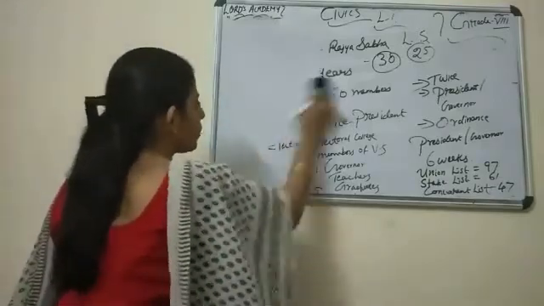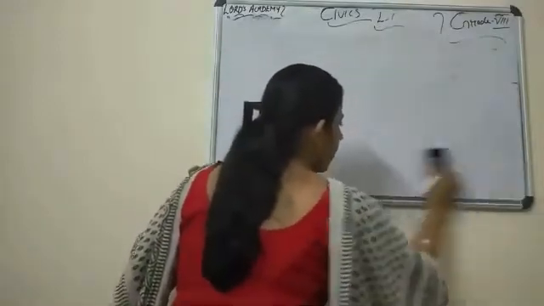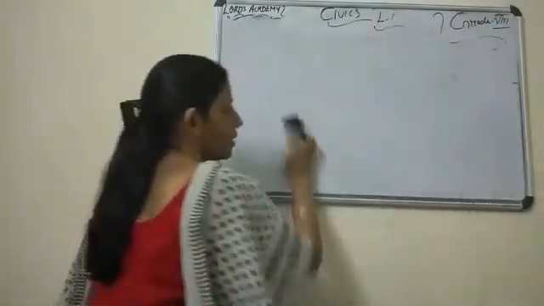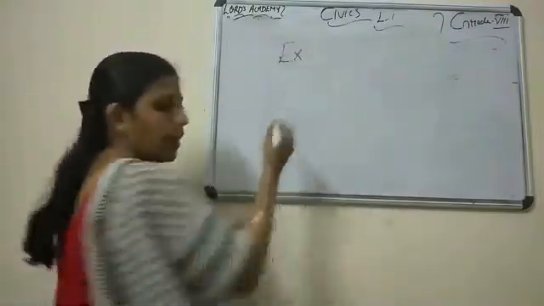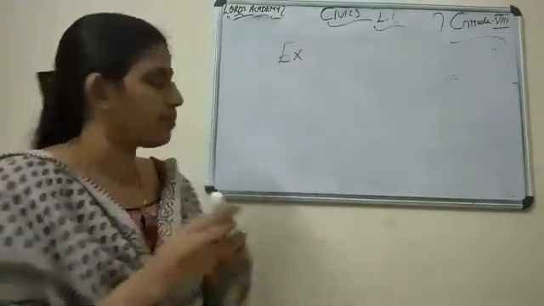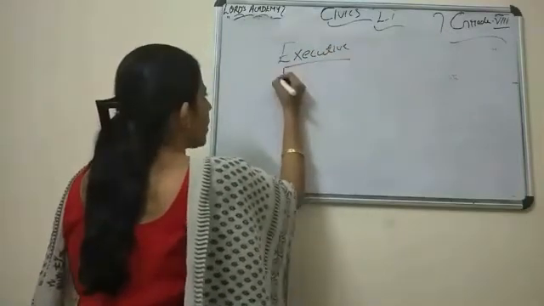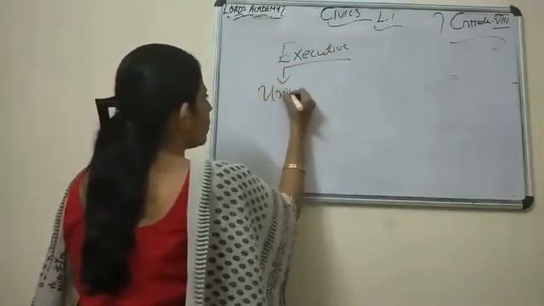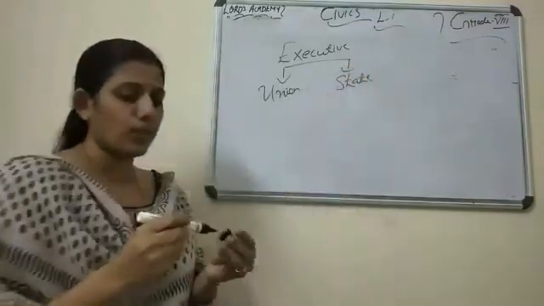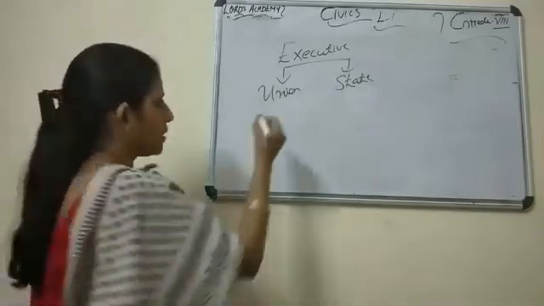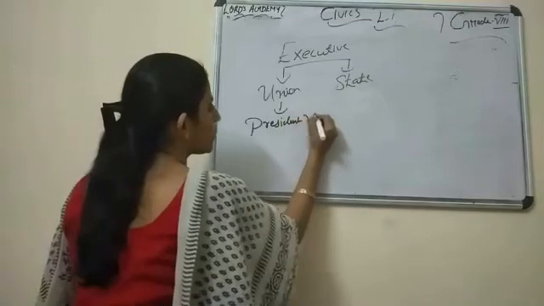Now the second one is the executive. The second organ of the government is the executive. I will make it a conclusion, and after that you can study the organ. The executive is divided into union executive and state executive. In the union executive, the head is the president. But the real administration, the president is the vice president is the.